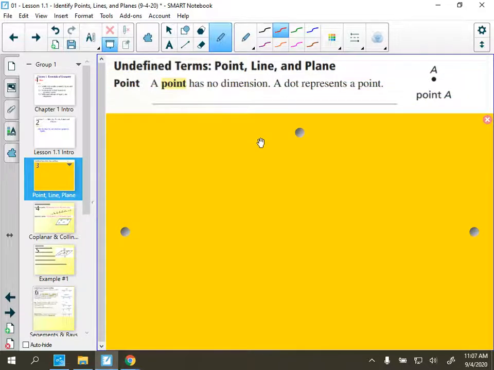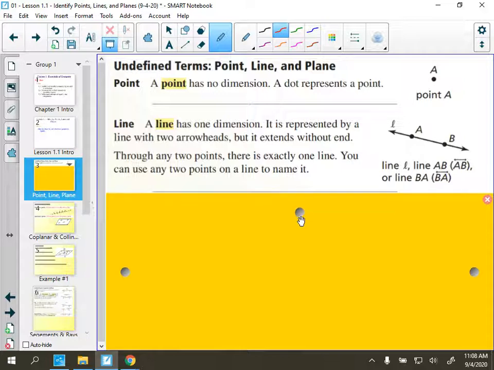Our first one is just what we call a point. It has 0 dimensions, so no length, width, or height. It's infinitely small. It's basically a dot. We use a dot to represent a point. And we say point. Make sure you say point A. So here's a good example. There's our dot. There's our name for that point. It doesn't have to be A, but we use capital letters. Point A.